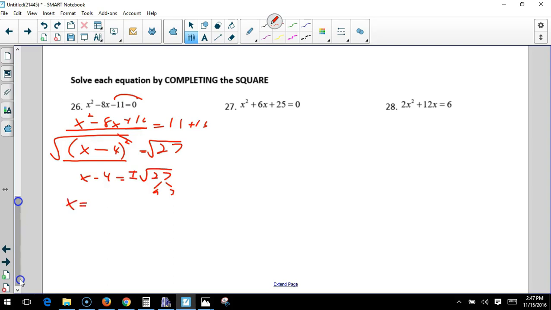So that's going to give me x equals, jumped ahead, x minus 4 equals plus or minus 3 root 3. Square root 9 is 3. Now I just move this over, x equals 4 plus or minus 3 root 3.